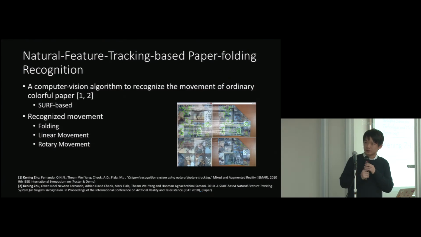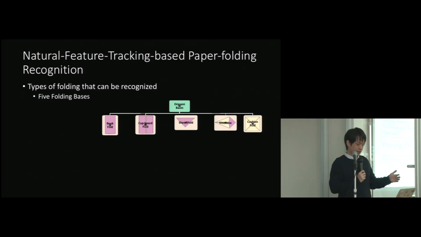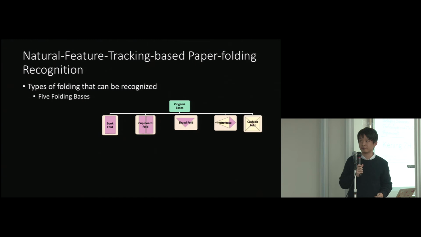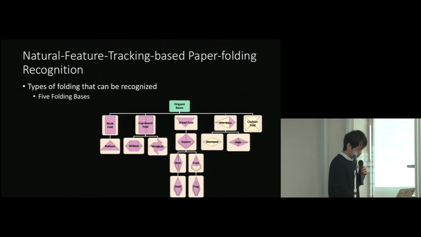So this is the algorithm. We detect the feature points. Then basically we use a SIFT algorithm to extract the feature points and recognize them and track them. So this algorithm can actually recognize 5 different types of fundamental paper folding, and from these 5 different types of paper folding, it can be expanded to more complex shapes of folding. So these are 2 of the works I have done to explore the space of technology-enhanced papercraft.